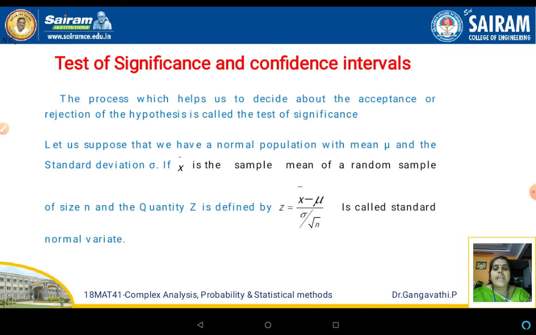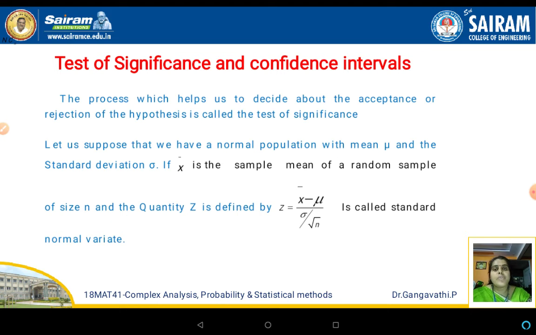Let us suppose that we have a normal population with mean mu and standard deviation sigma. It is for the population or universe which we already know very well. If x bar is the sample mean of a random sample of size n, the quantity z, evaluated as z is equal to x bar minus mu divided by sigma by root n, is called the standard normal variate. Here mu represents the mean of the population and sigma represents the standard deviation of the population itself.